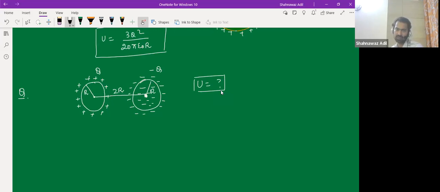Will you explain again? Yeah, so we have these two spheres, kept at a separation of 2r. So the question is, what would be the potential energy? Sir, 3q square by 2 pi.